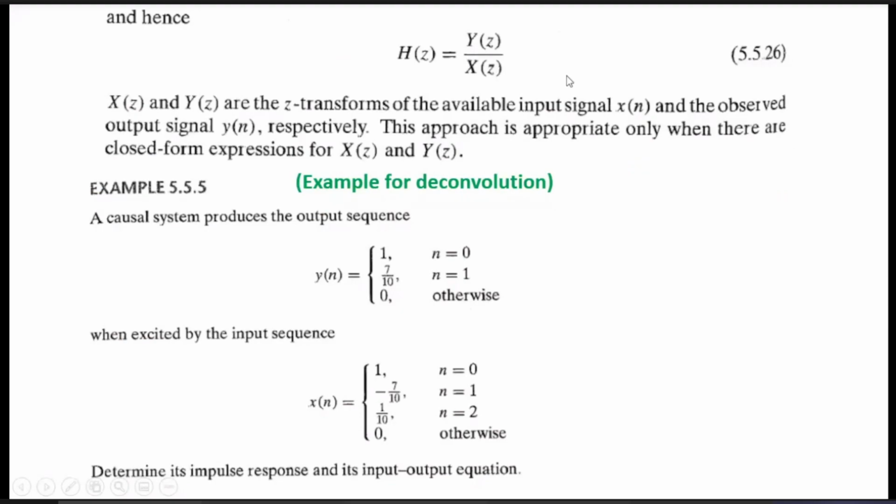X(z) and Y(z) are the z transforms of x(n) and y(n). If you individually know the expressions of Y(z) and X(z), then find the ratio of that and apply partial fractions. You will get H(z), and then h(n). Okay, so there is one example of deconvolution.